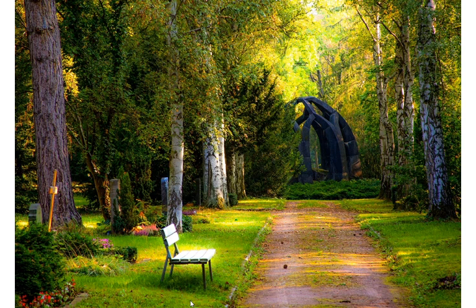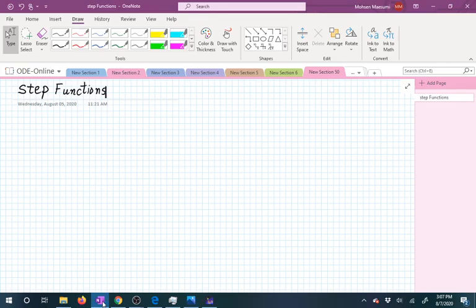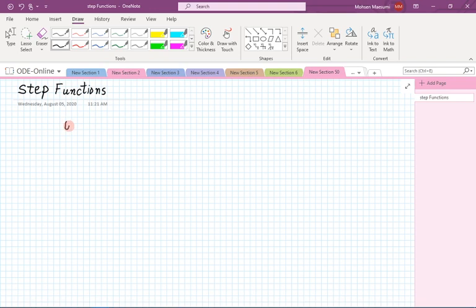Today we are going to talk about some advanced issues related to step functions. Let's go ahead and see how this looks. So you remember we talked about step functions. The basic step function, we wrote it as u sub c of t.